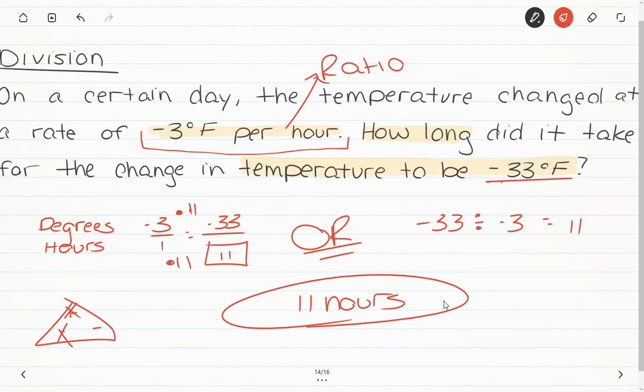Like I said before, I personally like the ratio because it pulls back from things that we've already done. But if you know that it's just straight up division, then have a party and just do straight up division.